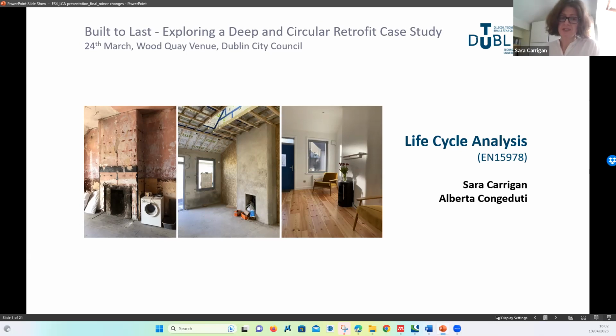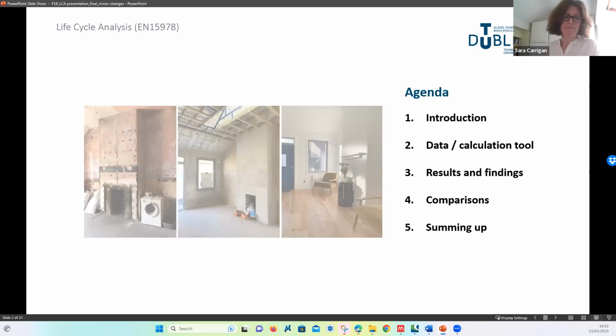It is not a completed assessment, but there are nonetheless interesting insights and learnings to be had, which I will share. I will provide a brief introduction to life cycle analysis, some information on data source, followed by results and findings, a comparative analysis, and wind up with some of the key learnings from this assessment.